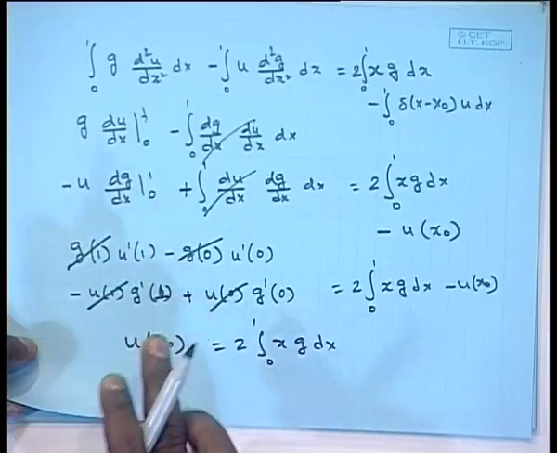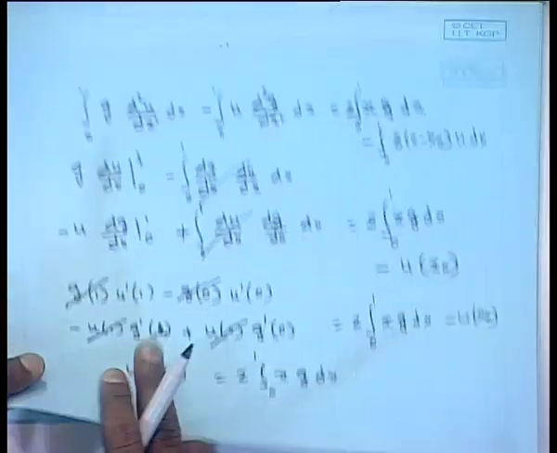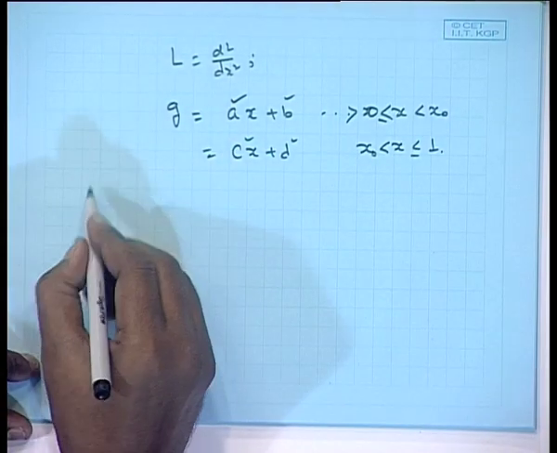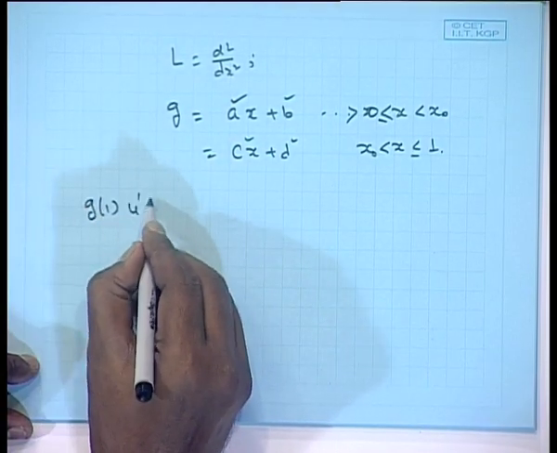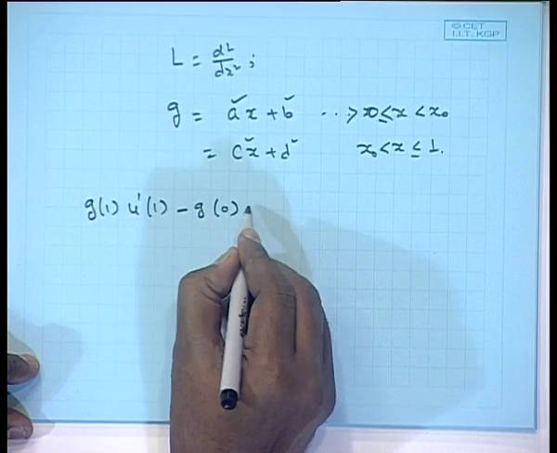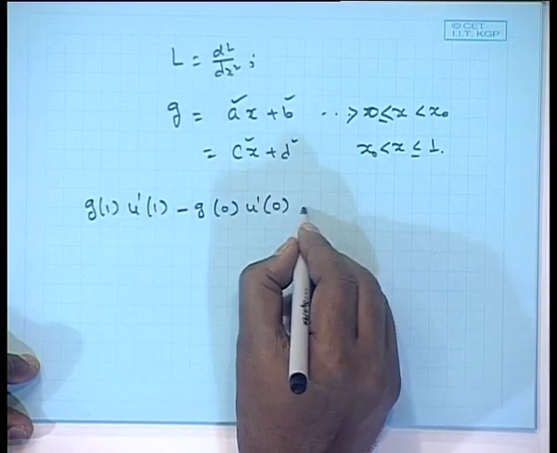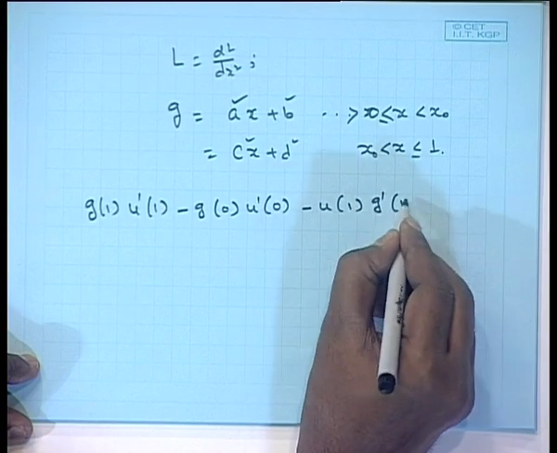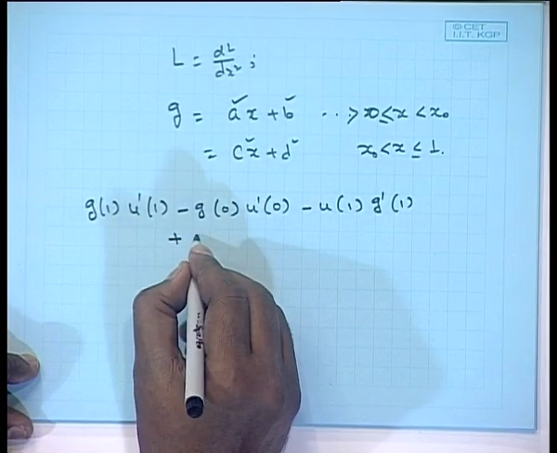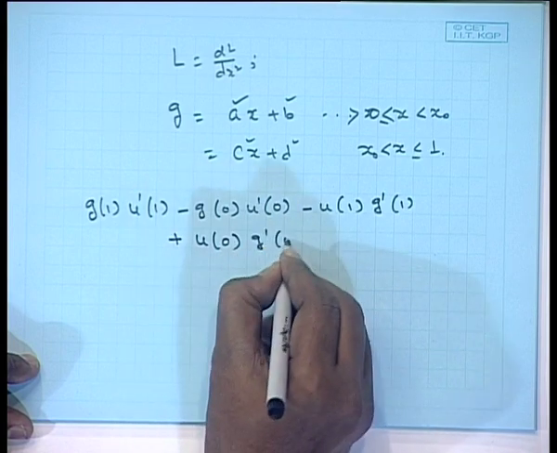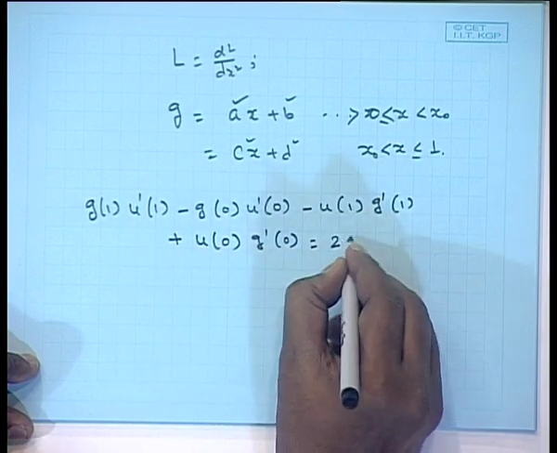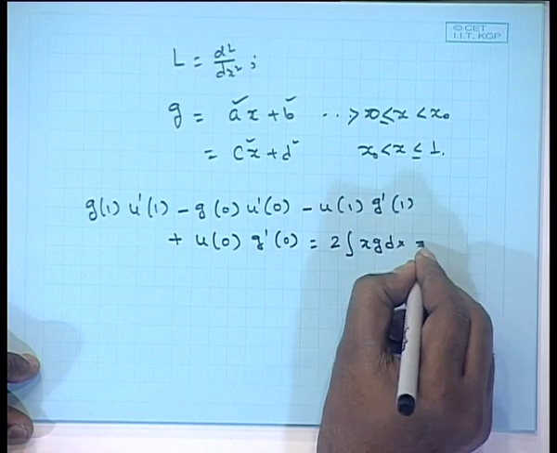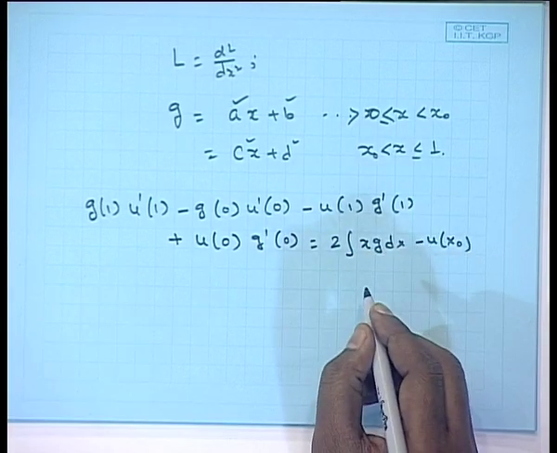Now, let us look into the connection between G and U. Let us look into the final form. Okay. I am going back to this slide. Okay. G at 1, U prime at 1 minus G at 0, U prime at 0 minus U at 1, G prime at 1 plus U at 0, G prime at 0 is equal to twice integration x G dx minus U x naught. Okay.